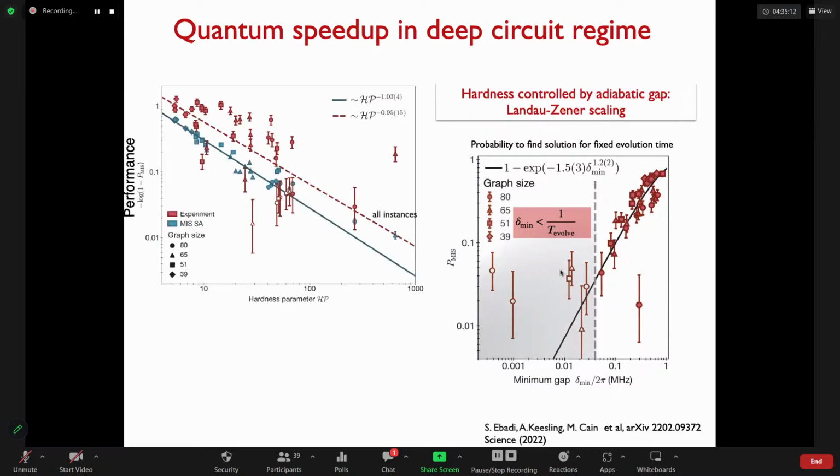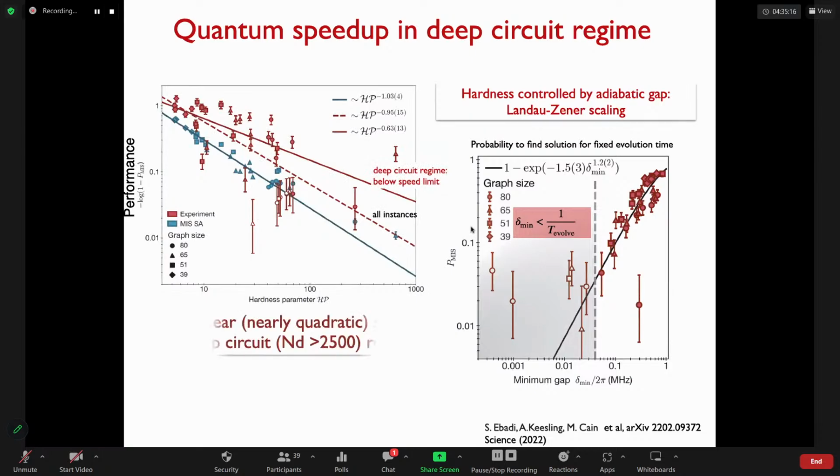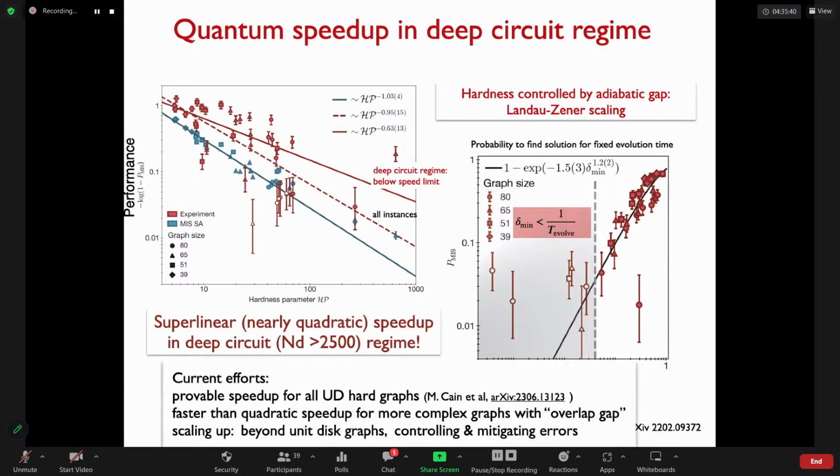And so with this knowledge, we can analyze our data differently. We can, for example, focus only on these points where we can resolve the minimum gap. And what we see is that for those instances, we see superlinear, nearly quadratic speedup in this kind of deep circuit regime. In fact, this was our experimental observation we published about a year ago. And we now have a lot more understanding.